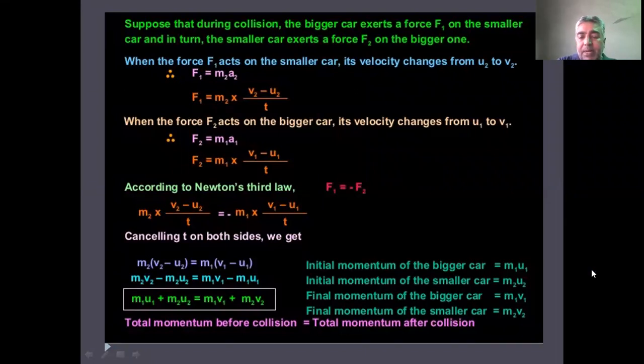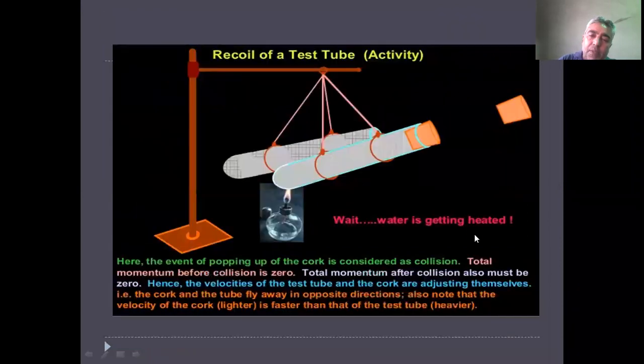Initial momentum of the bigger car is m1 u1. Initial momentum of the smaller car is m2 u2. Final momentum of the bigger car is m1 v1 and final momentum of the smaller car is m2 v2. The total momentum remains the same after the collision. That is Newton's law, or the law of conservation of momentum.